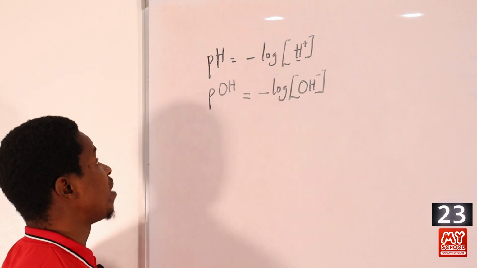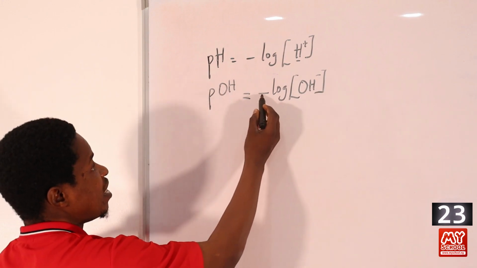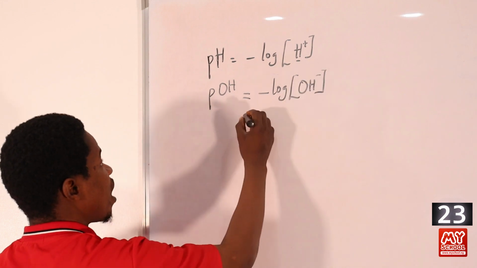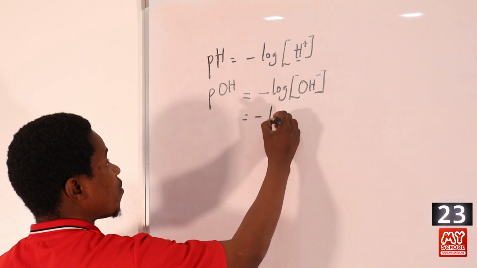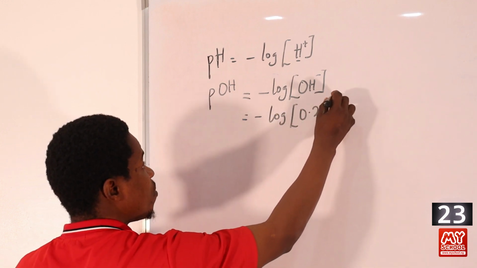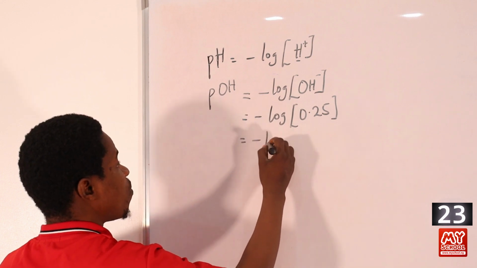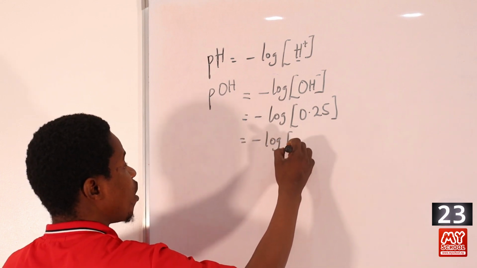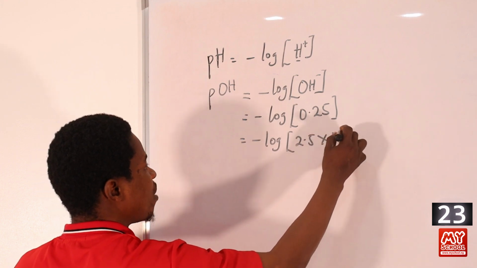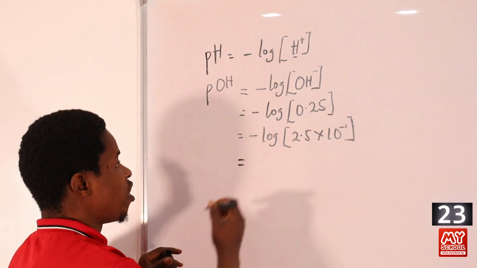So this is what we're going to contend with. pOH is the negative logarithm of the hydroxyl ion concentration, so that will be negative logarithm of 0.25, which we're given in the question. That equals minus logarithm of 2.5 times 10 raised to power minus 1. So with the aid of your calculator, you can punch this.